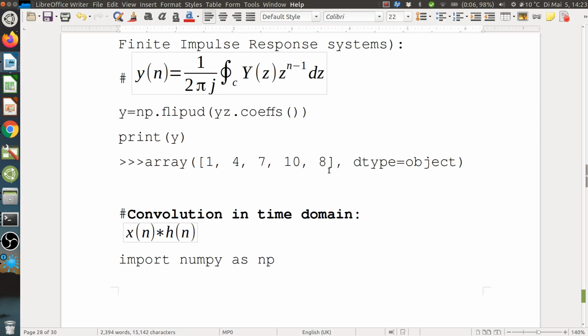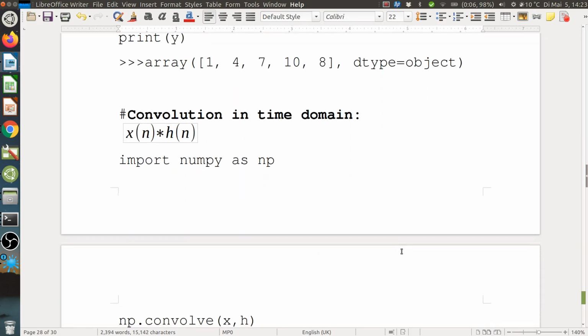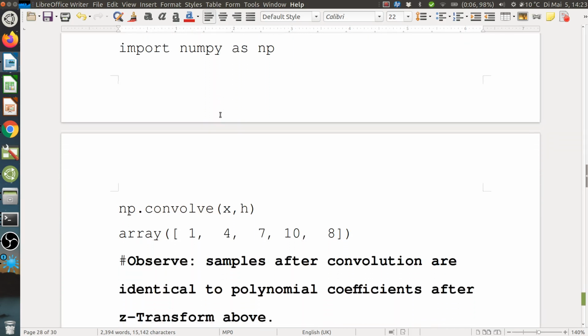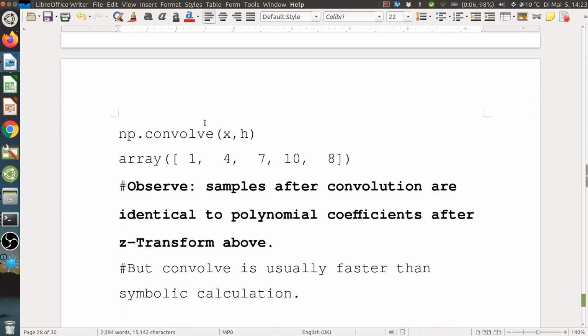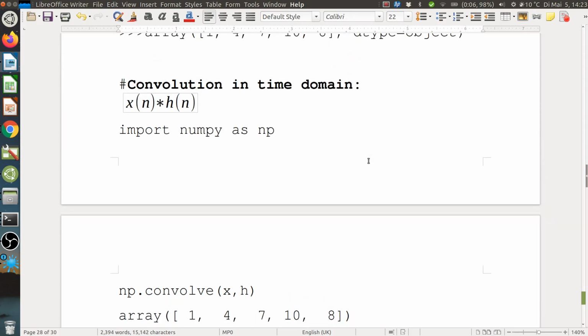Right. So these are just the coefficients that we just saw here in reversed order. So here 8, 10, 7, 4, 1. Here 8, 10, 7, 4, 1. And now we can compare it with the convolution in the time domain. Right, here the convolution in the time domain. We can also do that in Python using numpy.convolve of x and h. And this is the result that we get after convolution. So when you compare it, it just fits.